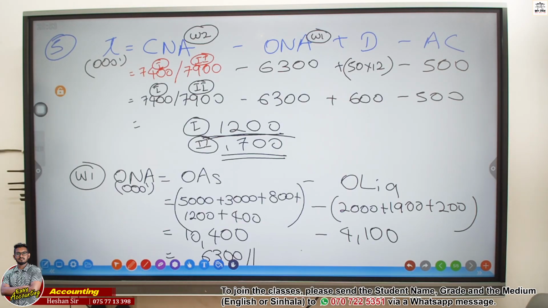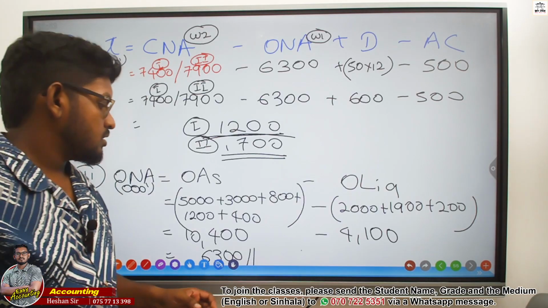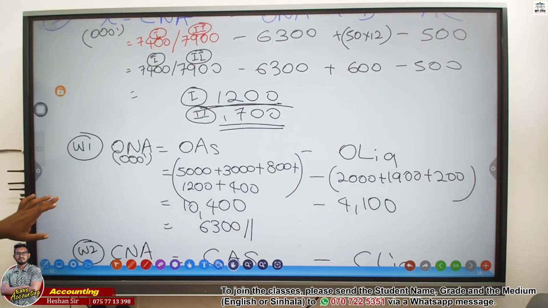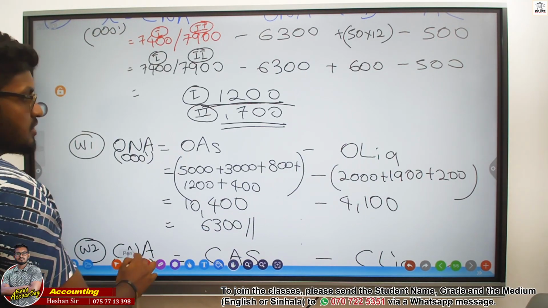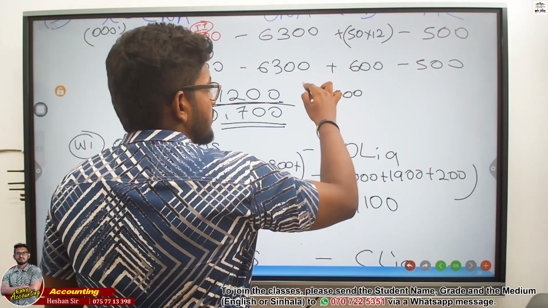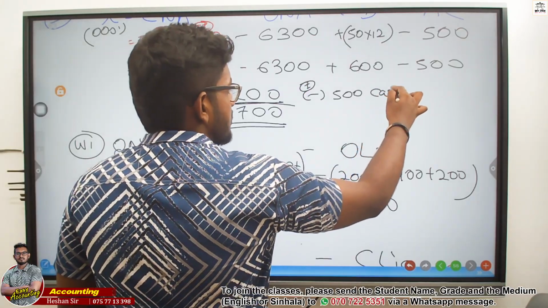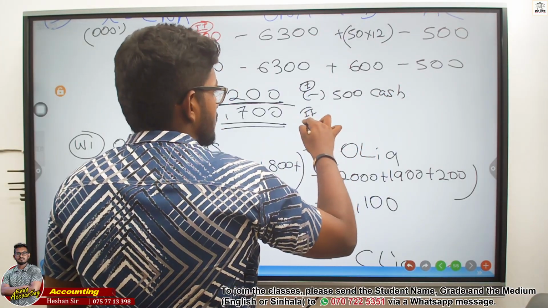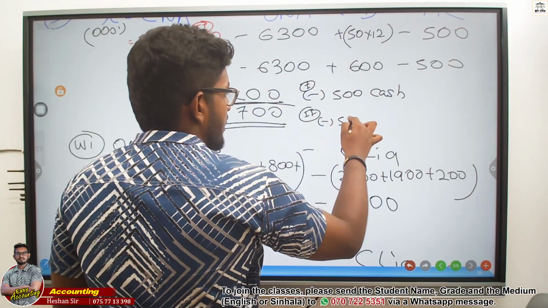Right. Hope all good. Send me a thumbs up. I need a thumbs up. Right. Hope it's clear to you. Both ways are correct. If you want me to show it again, first way means 500 deducted from the cash. Second way means 500 not deducted from cash.